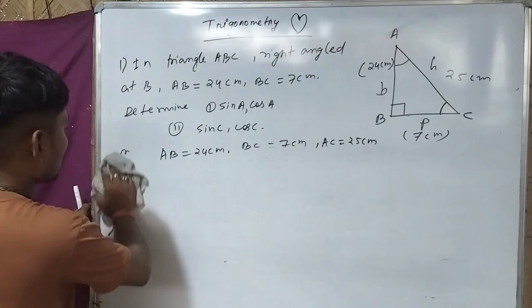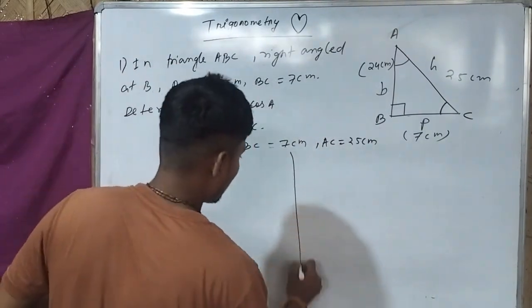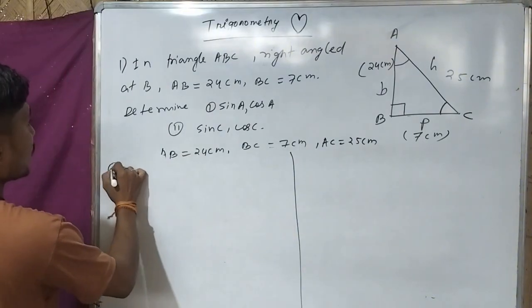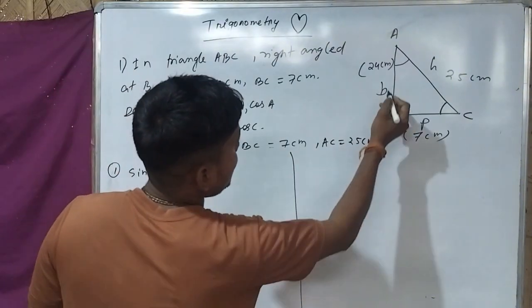Now we can find it. Now see, I am dividing this into two parts. Number one: what is given? Sin A, the sine of angle A. What is sin A?